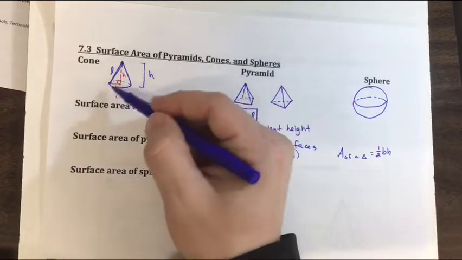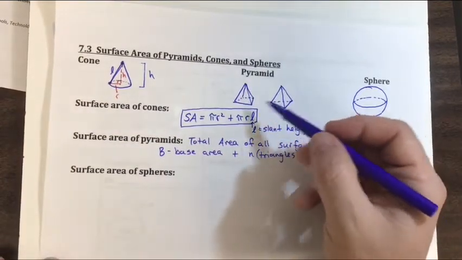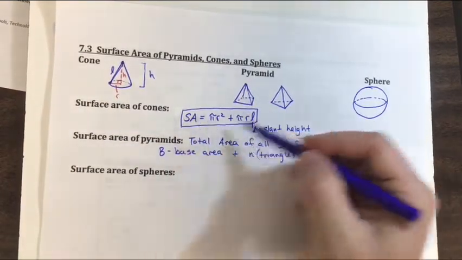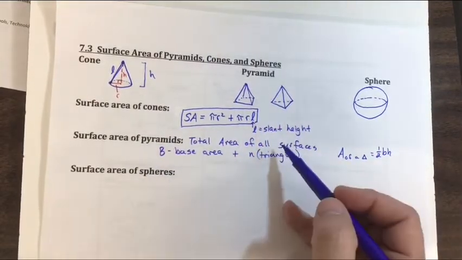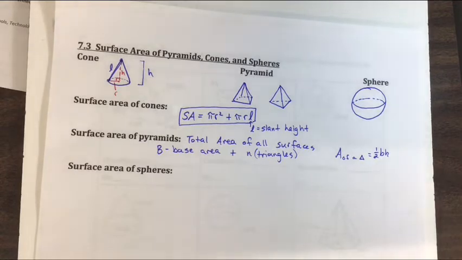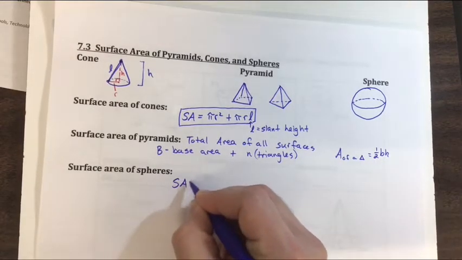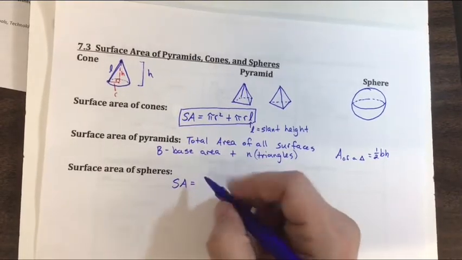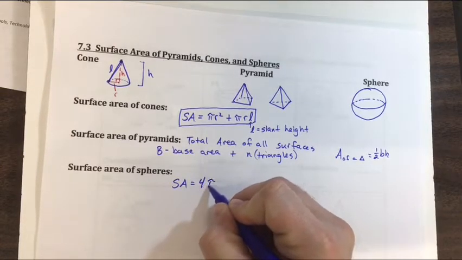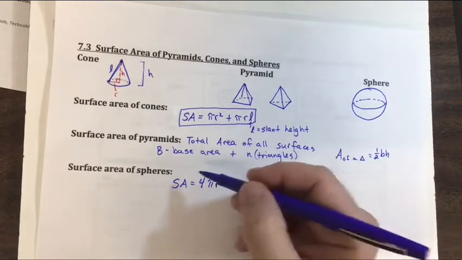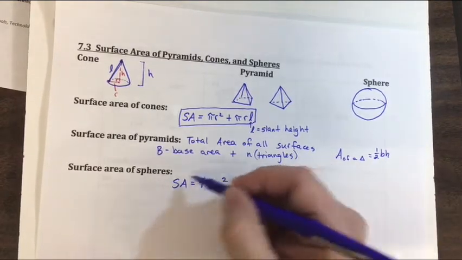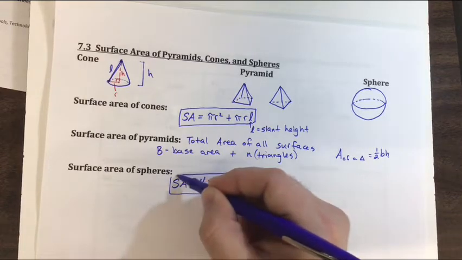Since the curved surface doesn't really have a polygon shape that it lines up to, we're going to use this. For the surface area of pyramids, again, just find the total area of all flat surfaces. But for a sphere, the surface area is given as 4 times pi r squared. There's a way that we can talk about this later, but this is the formula you'll need to memorize for spheres.